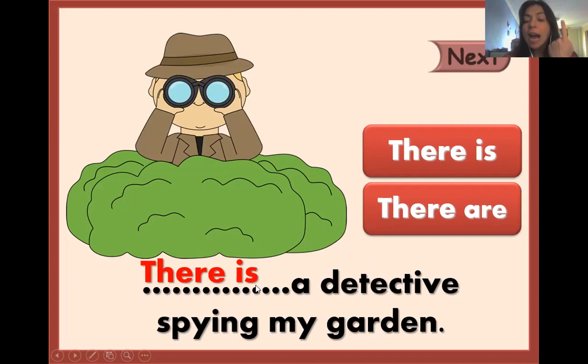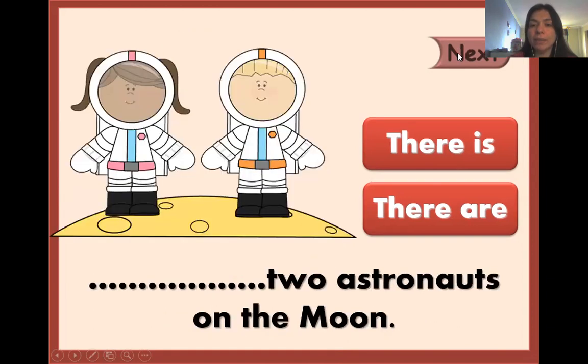Remember, when you have a or an, depends on the word. A we use when the word begins with consonant. And an we use when the word begins with vowel. ¿Sí? Entonces, a usamos cuando la palabra empieza con consonante y an usamos cuando la palabra empieza con vocal. Además que esto significa un o una o uno, ¿ya? There is a detective. Hay un detective. Spying my garden, espiando en mi jardín.